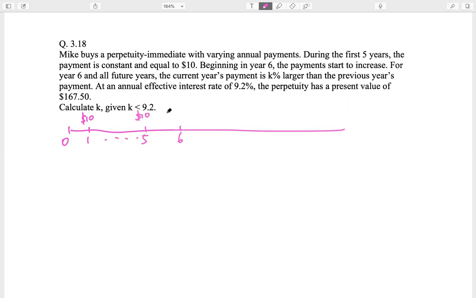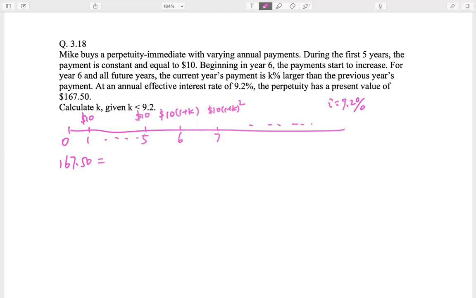Starting at 6, it grows. So this is what we refer to as compound growth, right? Because the next one will be 1 plus k squared and so on. Since this is a perpetuity, it never ends. The interest rate is 9.2%. We know the present value, so we just need to figure out the equation for it.